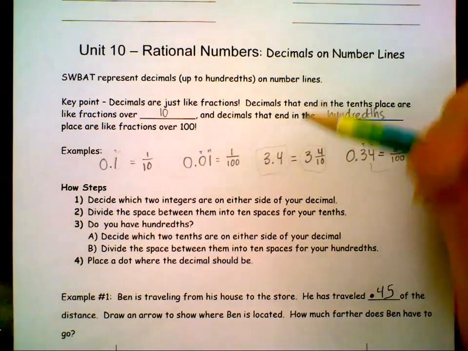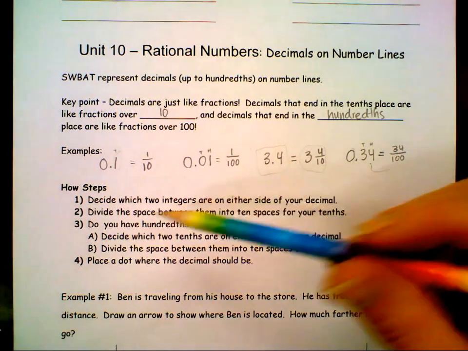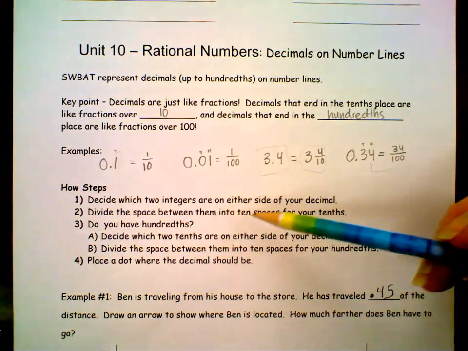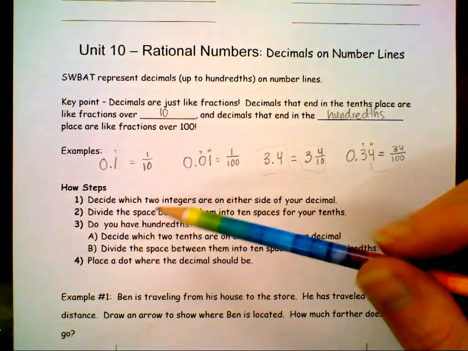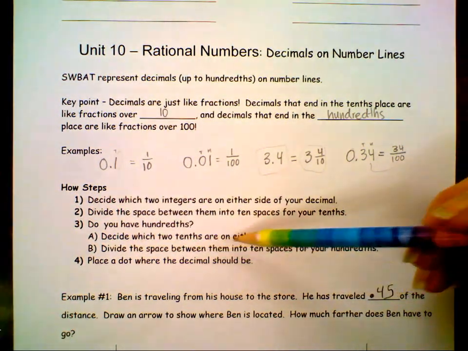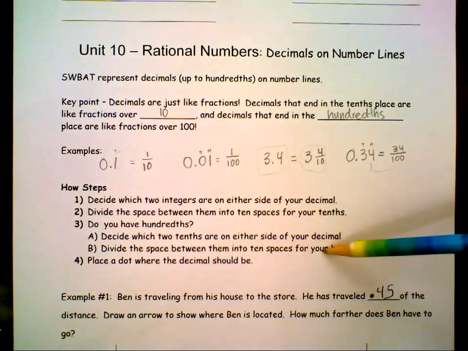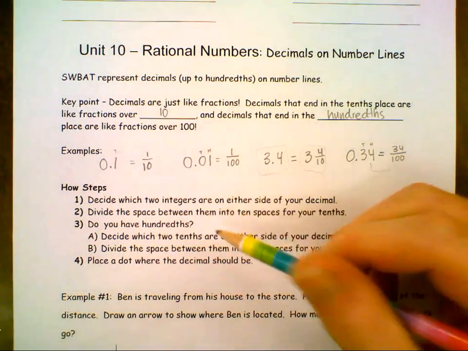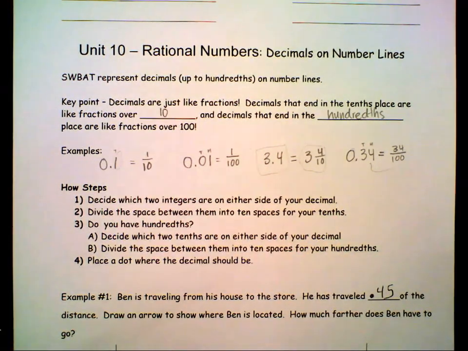So after deciding which two integers are on either side of your decimal, divide the space between them into 10 spaces for your tenths. Do you have hundredths? Decide which two tenths are on either side of your decimal. Divide the space between them into 10 spaces for your hundredths. We are not going to ask you to divide a whole line into 100 pieces. That is too much. It's going to take too long, and it's not necessary.